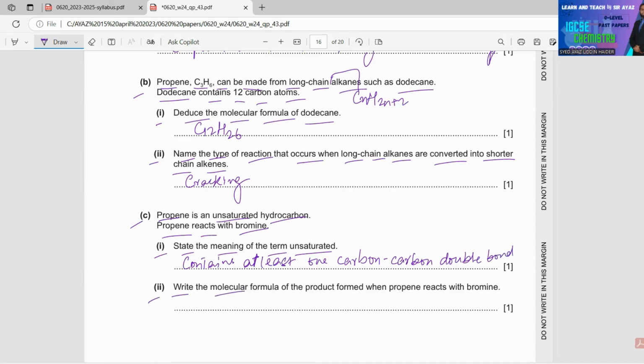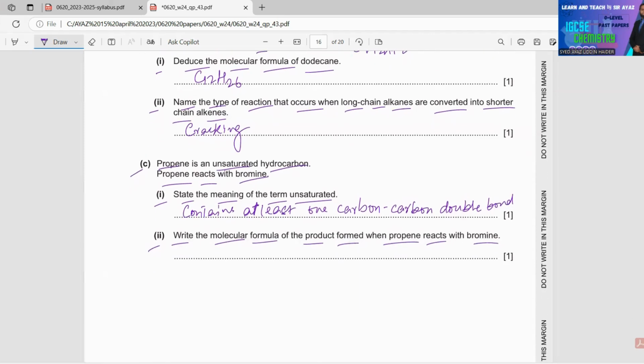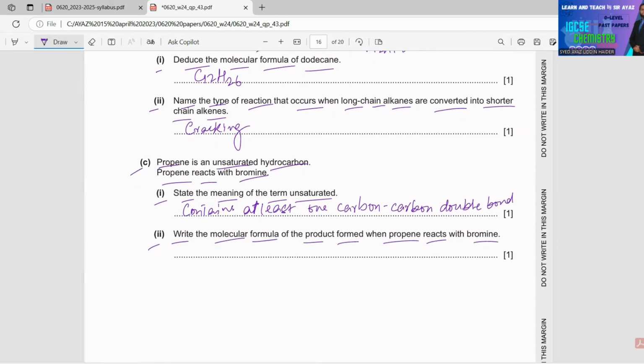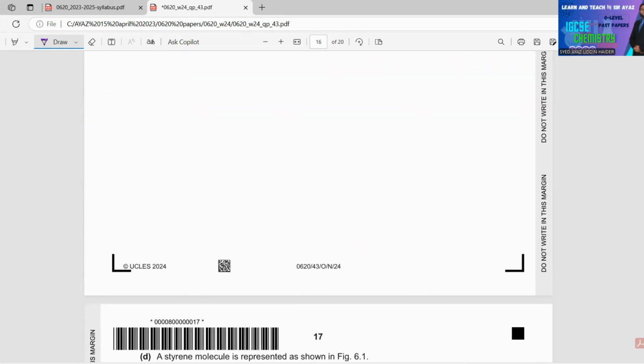Part 2. Write the molecular formula of the product formed when propene reacts with bromine. So it's an addition reaction and you will get only one product. Propene is an alkene, so it must follow the general formula of alkene, which is CnH2n. We have 3 carbon atoms here. So C3H6. And if you react with Br2, you'll simply add this Br2 to this C3H6. So you'll get C3H6Br2. This is an alkene, it will undergo addition reaction. That's why you're getting this formula.